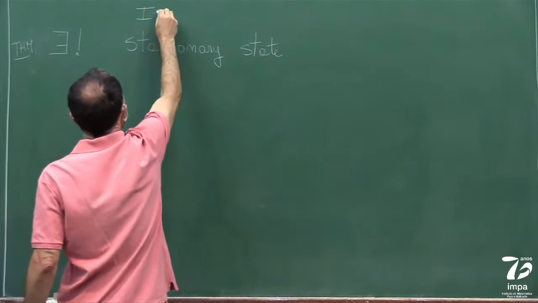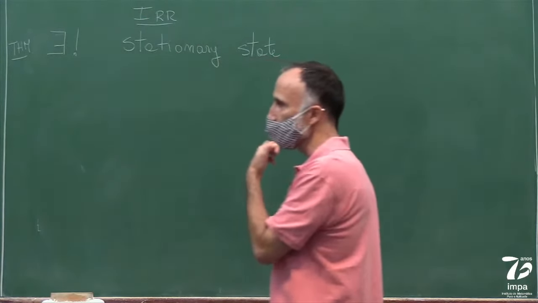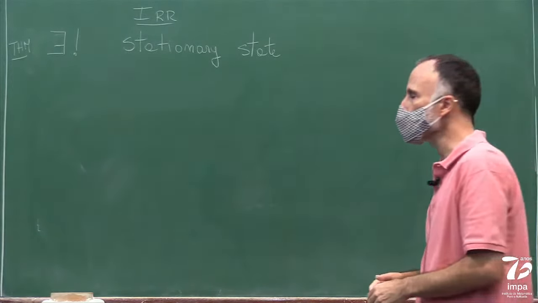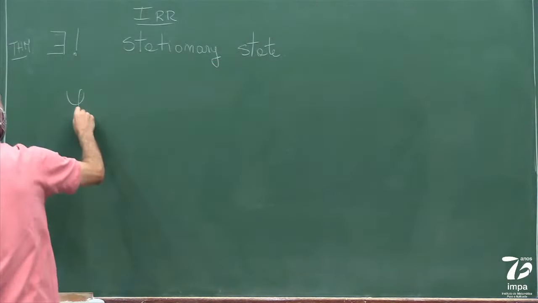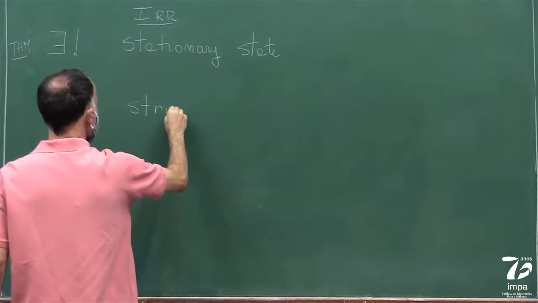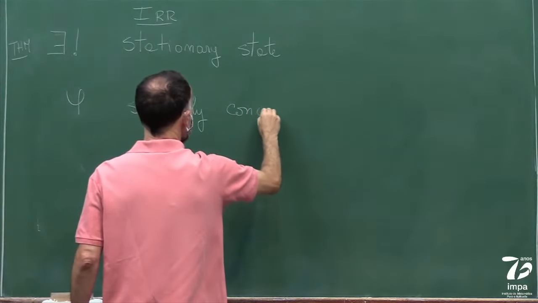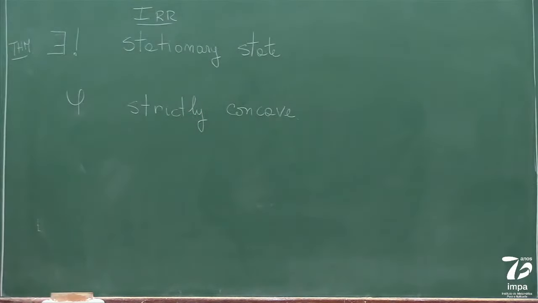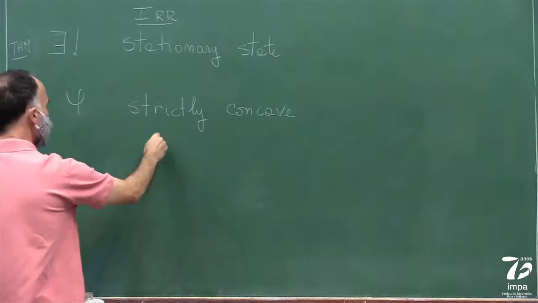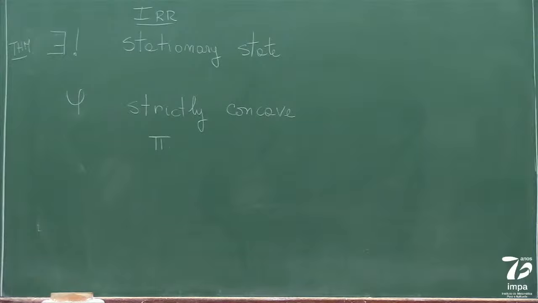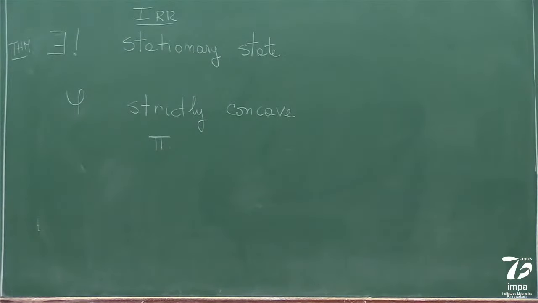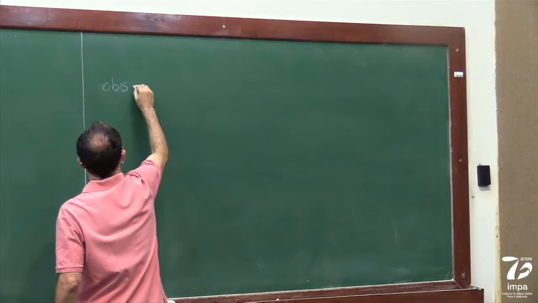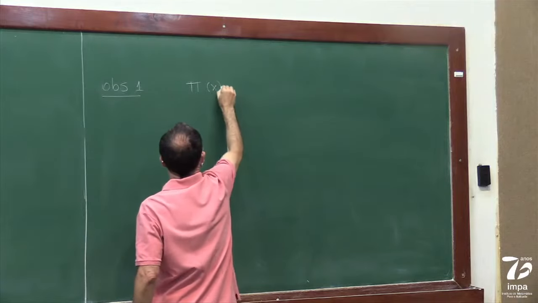So from now on, I will always assume that my chain is irreducible. So state space is finite, my chain is irreducible. And here, how I prove this, let me take phi, a strictly concave function. I know that there exists one stationary state. So let me call pi a stationary state. My first observation is that pi of x is strictly positive.